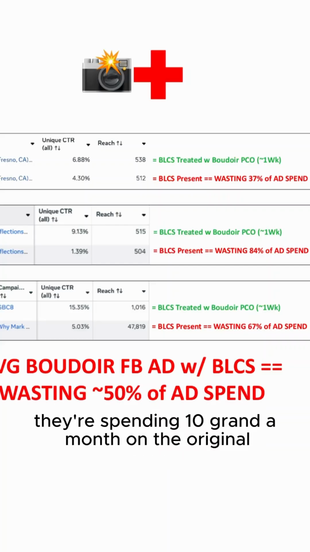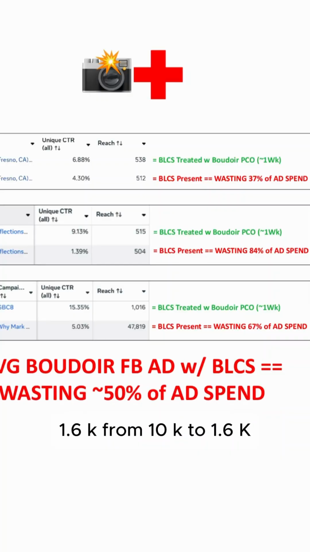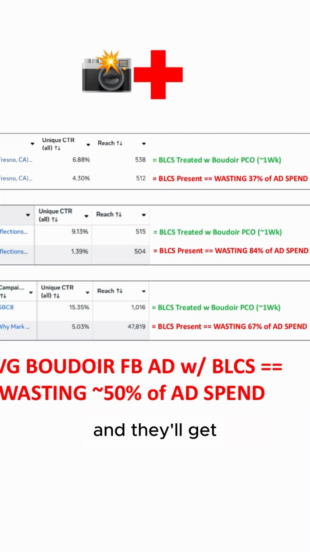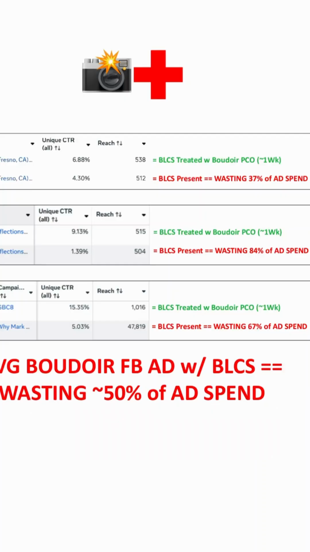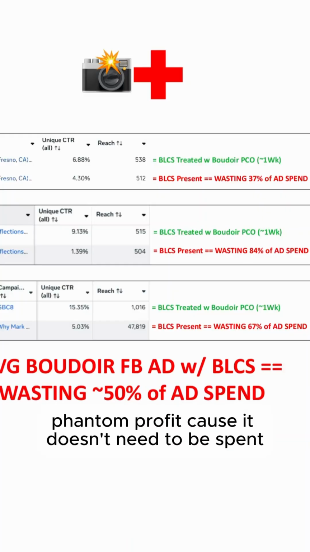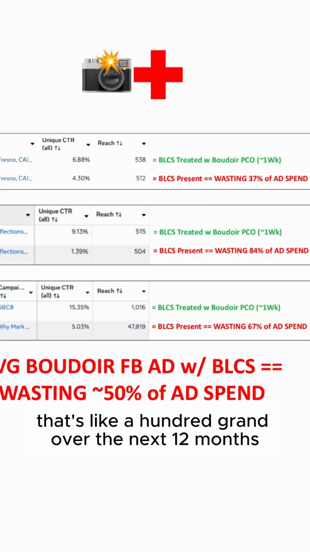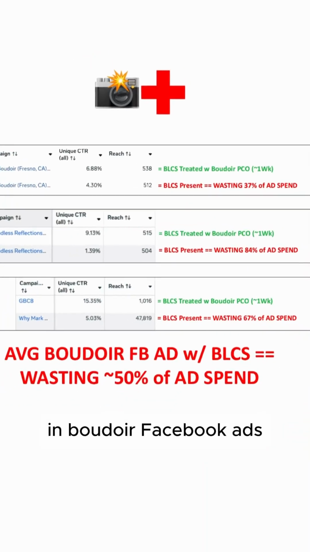So they're spending 10 grand a month on the original, they now only have to spend 1.6K, from 10K to 1.6K on the boudoir Pico treated ad, and they'll get that into the same number of women's brains in both scenarios. So 8,400 not needing to spend is pocket back, phantom profit, because it doesn't need to be spent. That's wasted spend eliminated. That's like 100 grand over the next 12 months for the boudoir photographer that's spending 10K a month in boudoir Facebook ads.